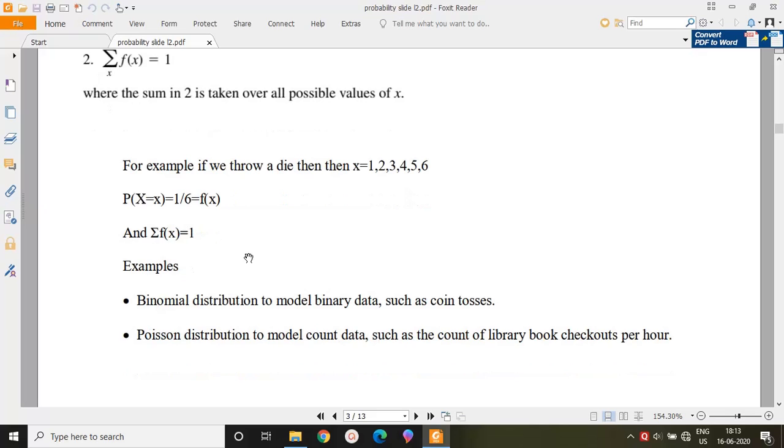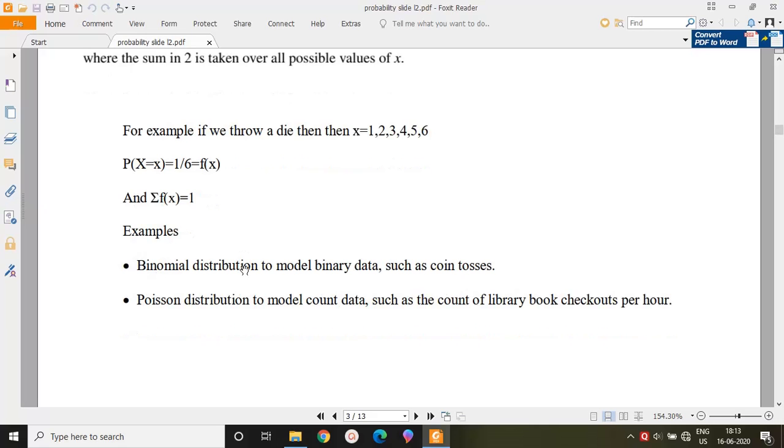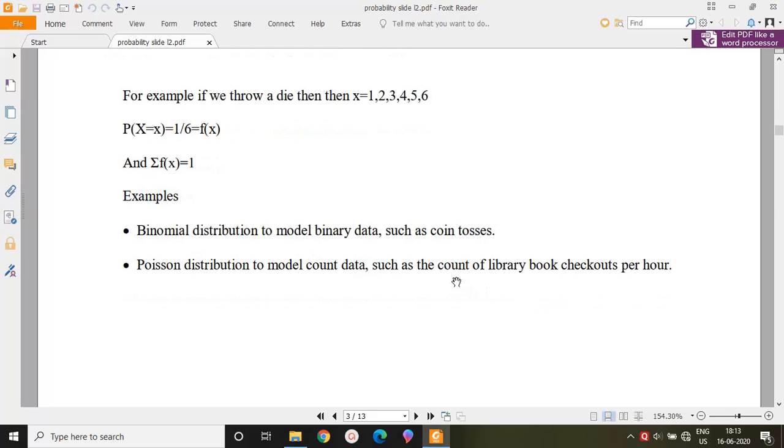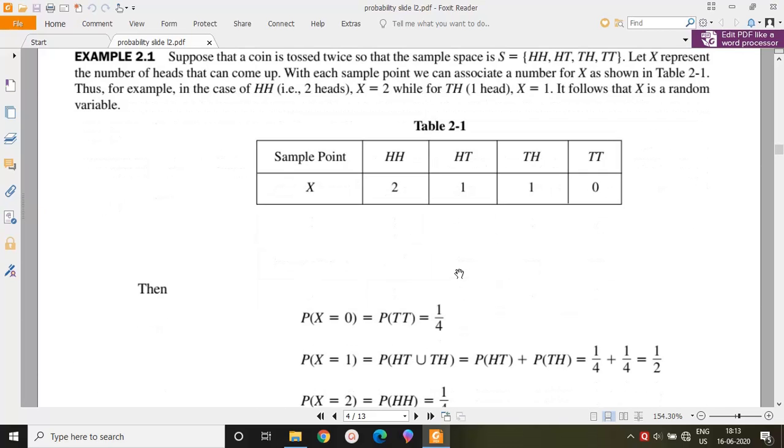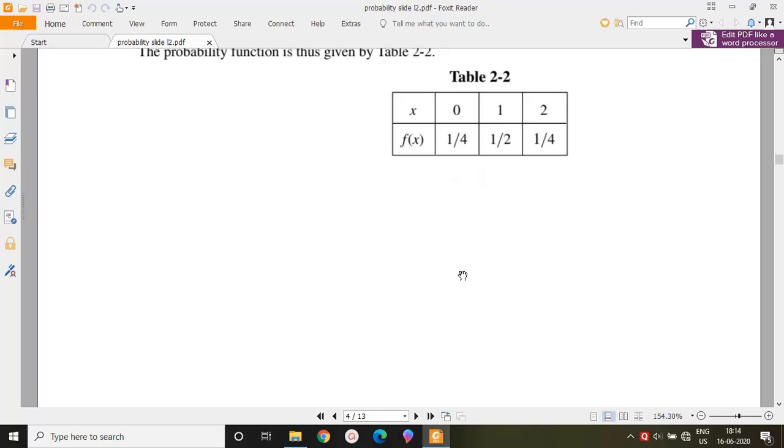In what situations do you get discrete probability distributions? One is binomial distribution, which models binary data such as coin tosses. Another is Poisson distribution, where the examples are like count of library book checkouts per hour. We will illustrate this later on as we move on. There is an example which we will skip for the time being.